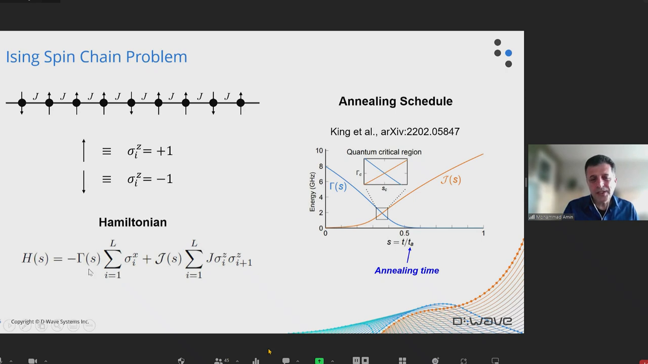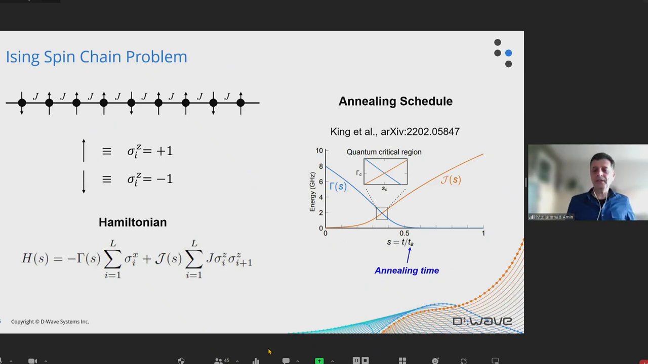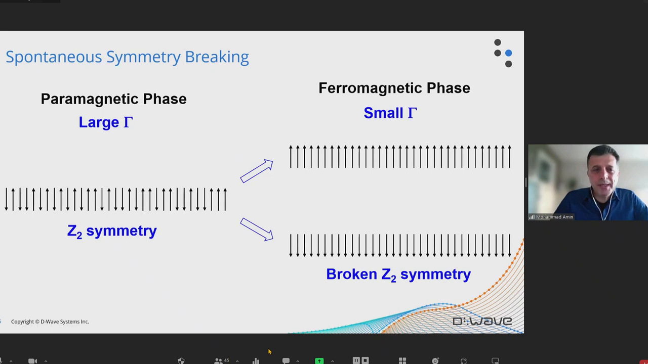On the hardware, the coefficients gamma and J have a particular time dependence as a function of s, which is the normalized time, t divided by t_a, the annealing time. At the beginning, gamma is very big, so you have a large transverse field, but J is very small, and at the end it is the opposite. So now, if J is negative and you have a ferromagnetic coupling, you expect that at the beginning of the annealing, where gamma is very large, you have a paramagnetic phase, which means every qubit could be up or down with equal probability. And at the end of annealing, where gamma is small, you get a ferromagnetic order.